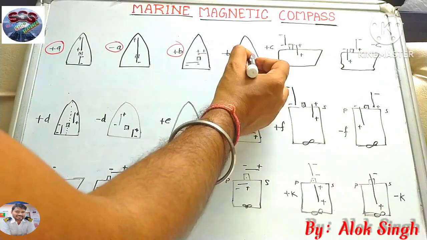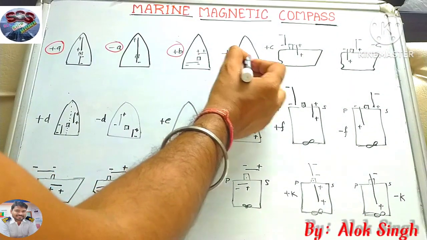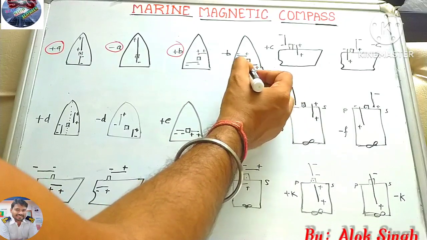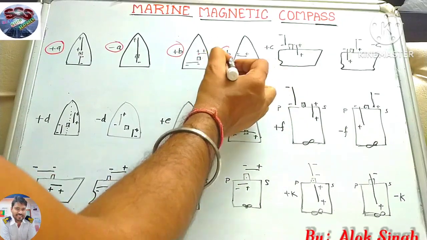Same way here, this one is forward, so plus, and this is port, so minus. This one is aft, so minus, and this is starboard of the effective pole, so plus. So both are different, so minus B.